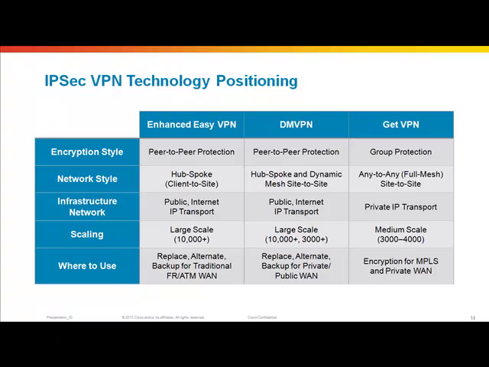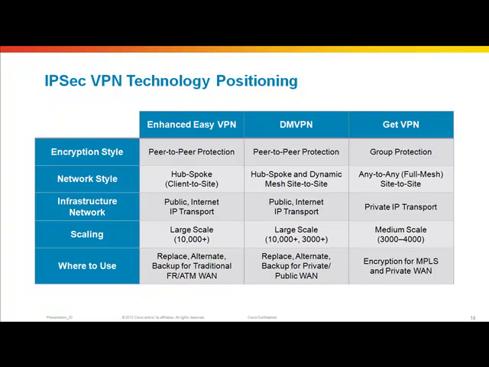And then GetVPN is an encryption technique that encrypts an already created VPN. DMVPN, in contrast, creates the VPN and encrypts it. So DMVPN has tunneling capabilities built into it, and it encrypts that. GetVPN doesn't have tunneling capabilities built into it. It's designed to encrypt a VPN that's already in place.